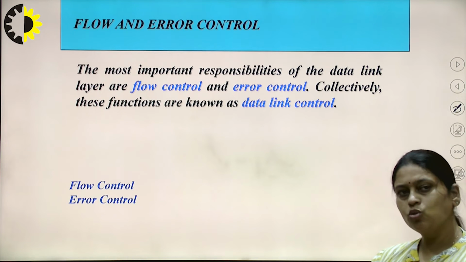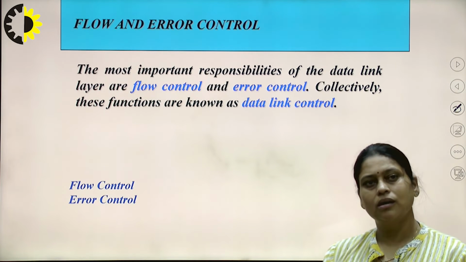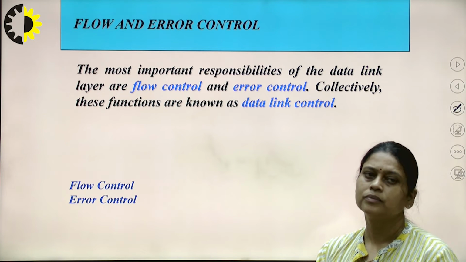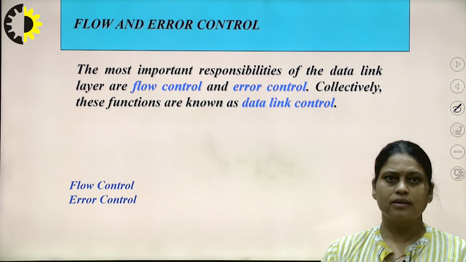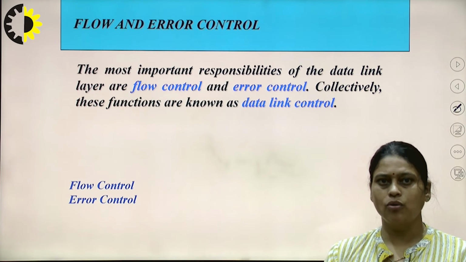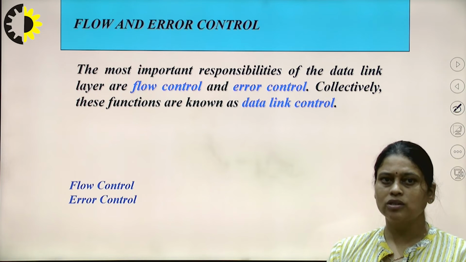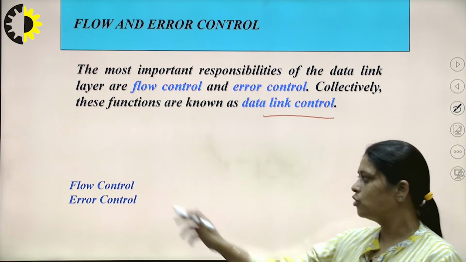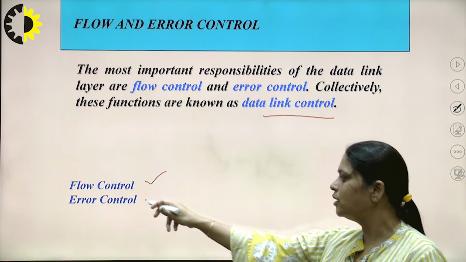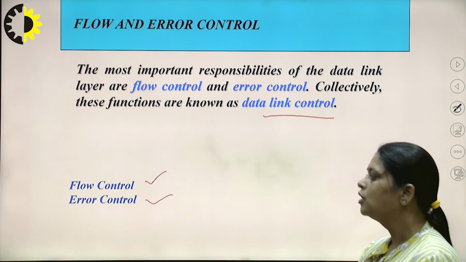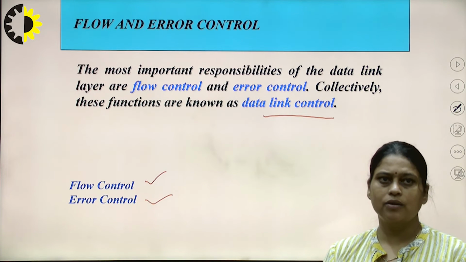Now, the next two major functionalities of the LLC are flow control and error control. The most important responsibilities of the data link layer are flow control and error control. Collectively, these functions are known as data link control. So these are the two major functionalities of the data link layer or LLC layer.